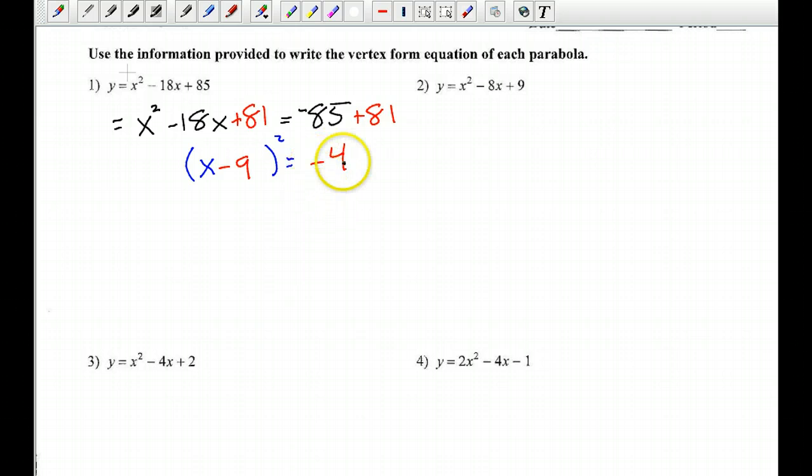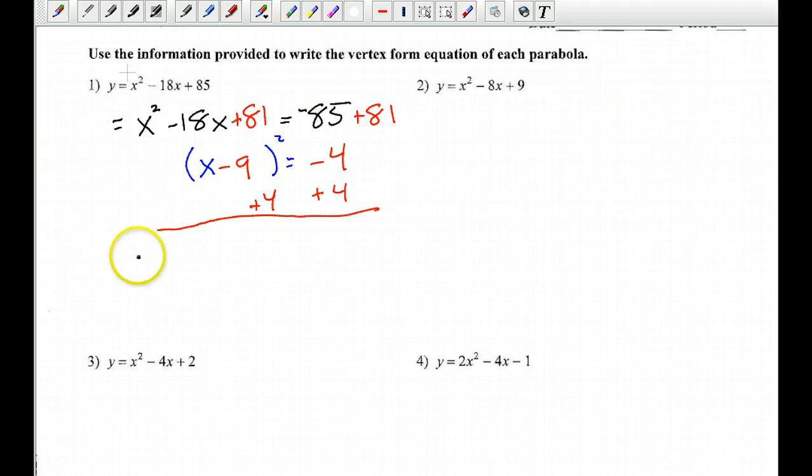Bonus question. What type of roots would we have if we solved this? If we did solve it? 2 complex, because the next step would be taking the square root of both sides, and we'd be taking the square root of a -4. Yeah. So instead of solving though, we're going to move it back over.